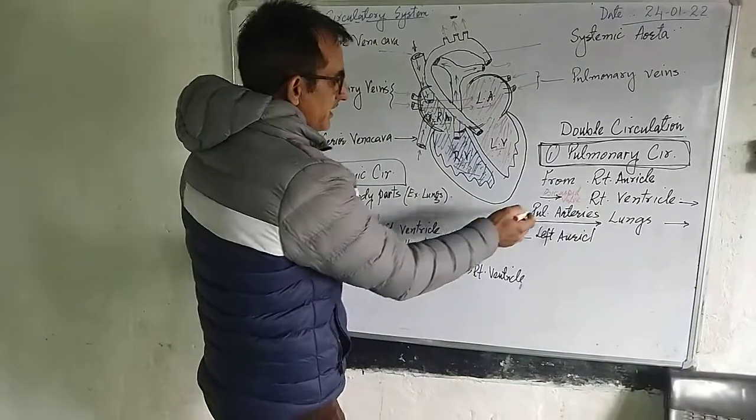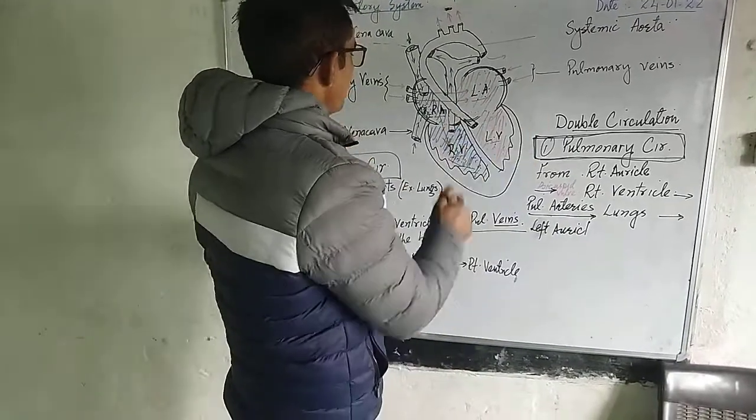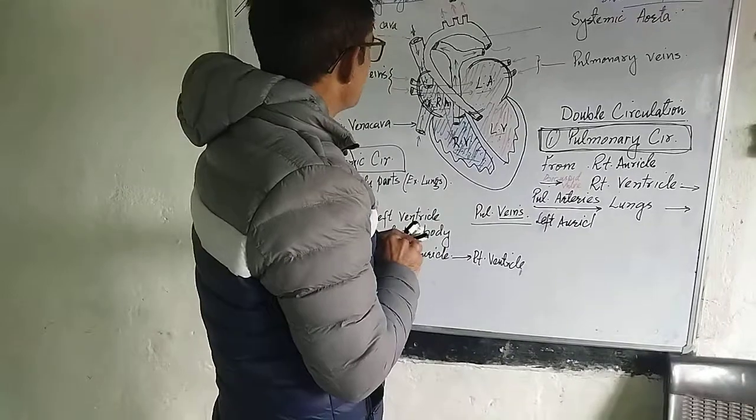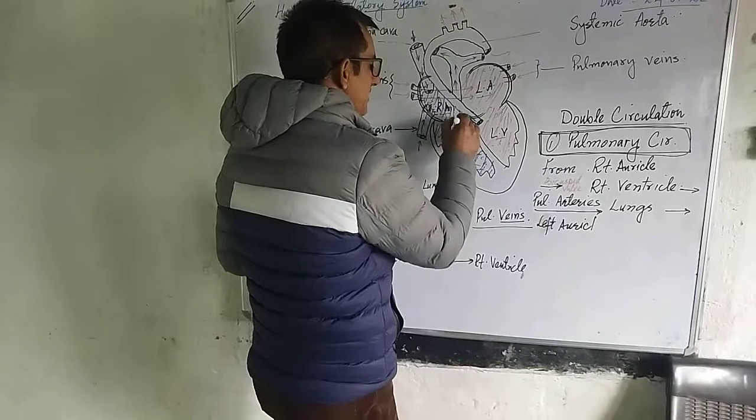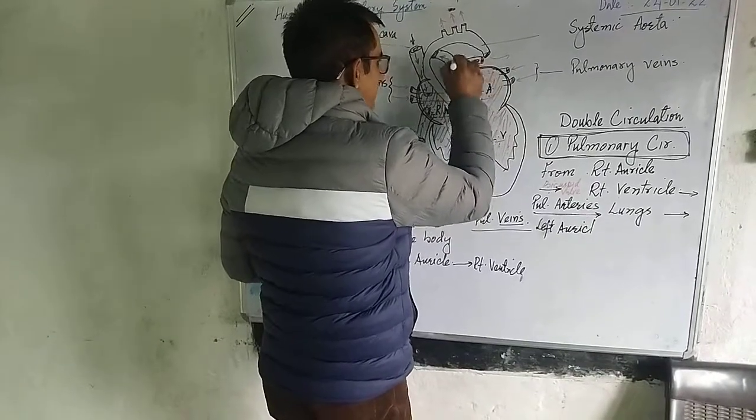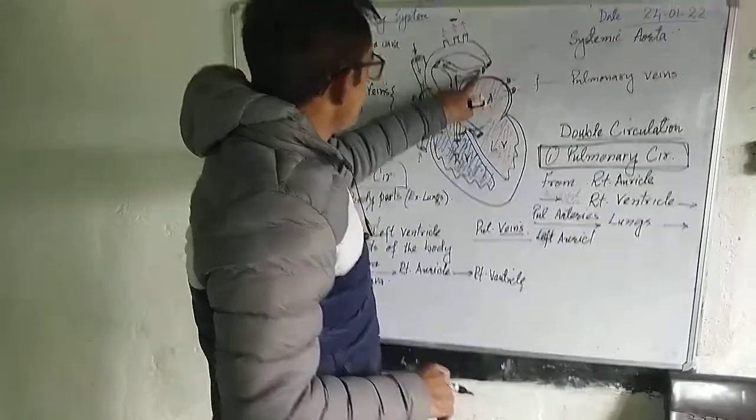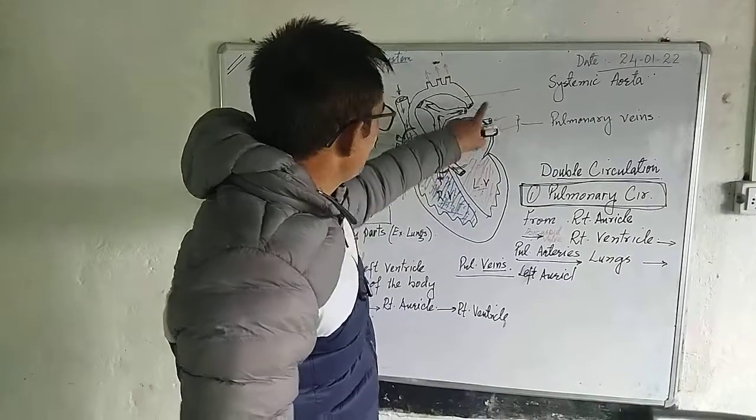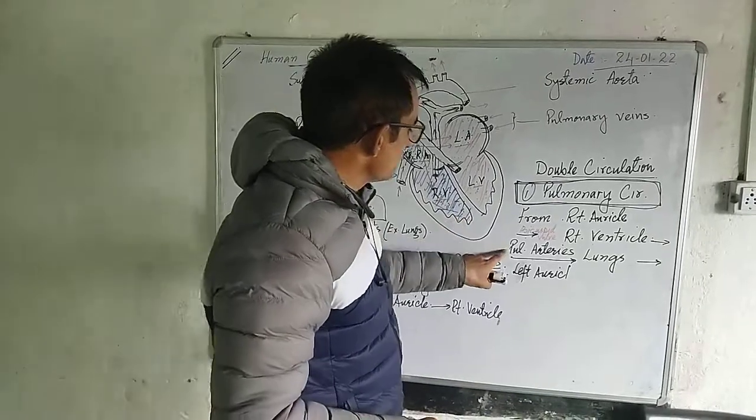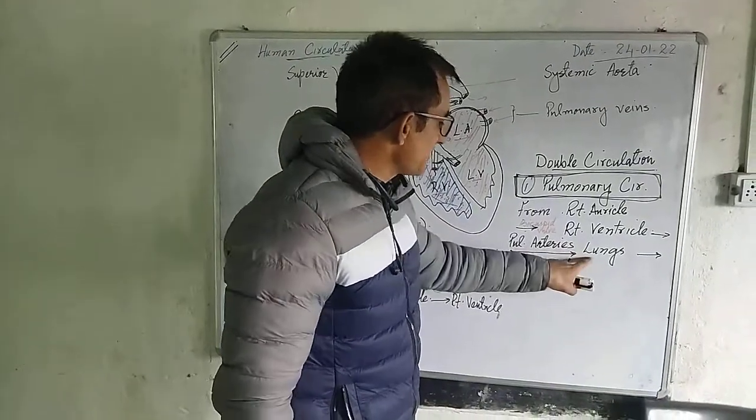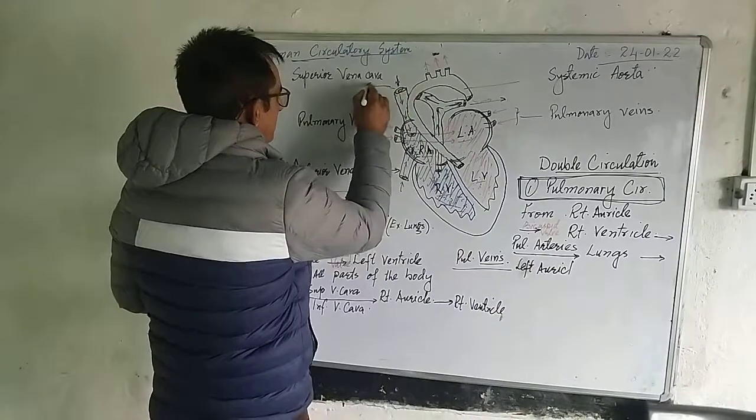From the right ventricle, it goes to different parts. It goes to the two lungs, the right and left lung, by means of a large artery which emerges out of the right ventricle. From here, blood goes to the respective lungs. These two arteries branch out and form the left pulmonary artery and right pulmonary artery. So from the right ventricle emerge two arteries called pulmonary arteries, which send blood to the right and left lung.